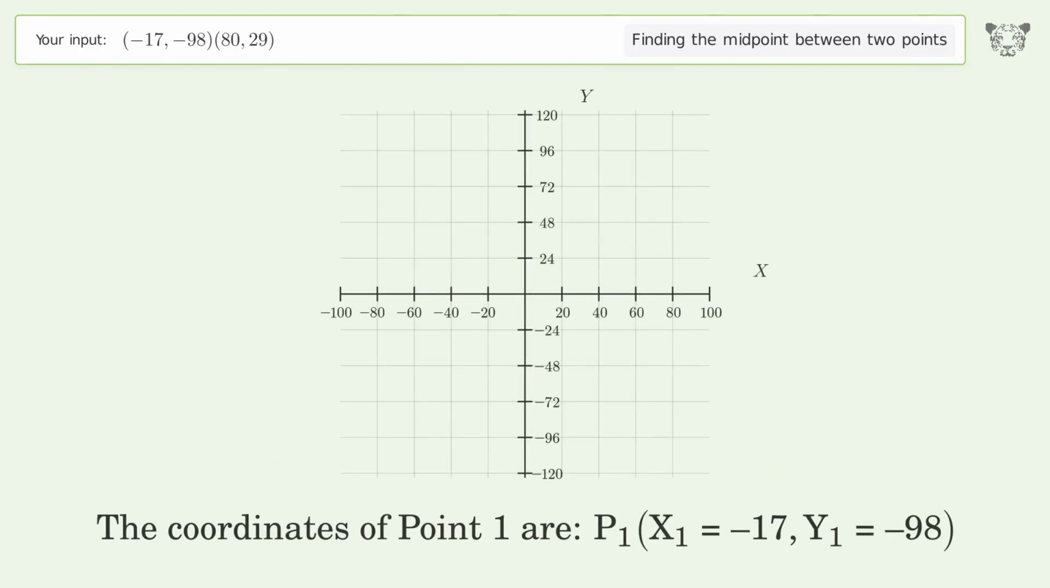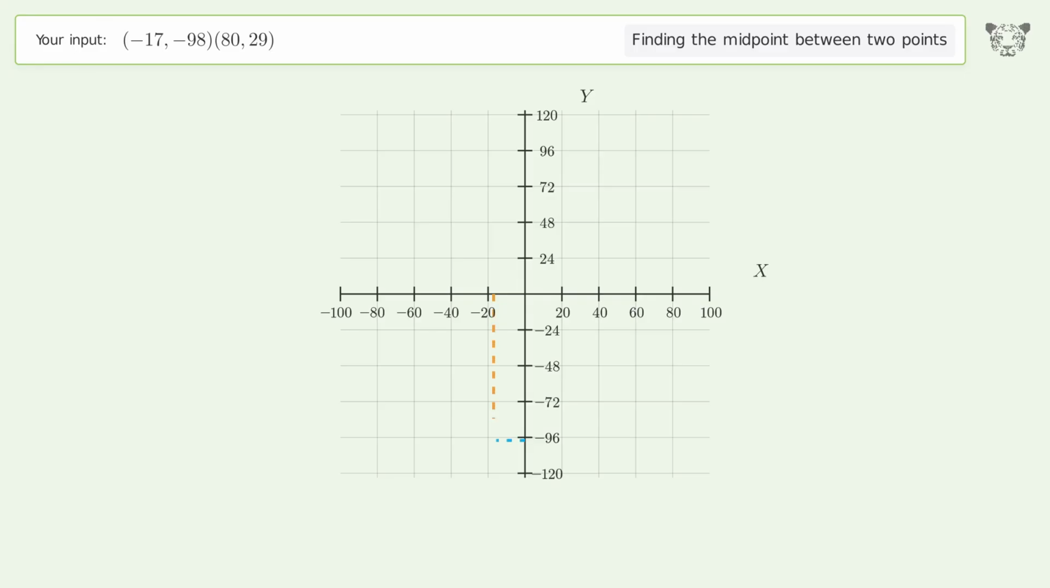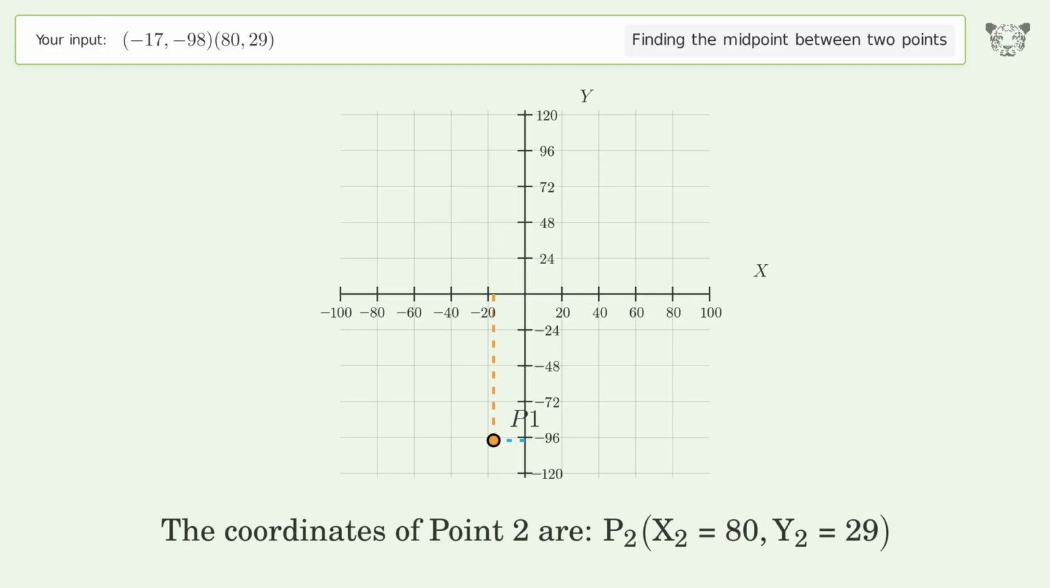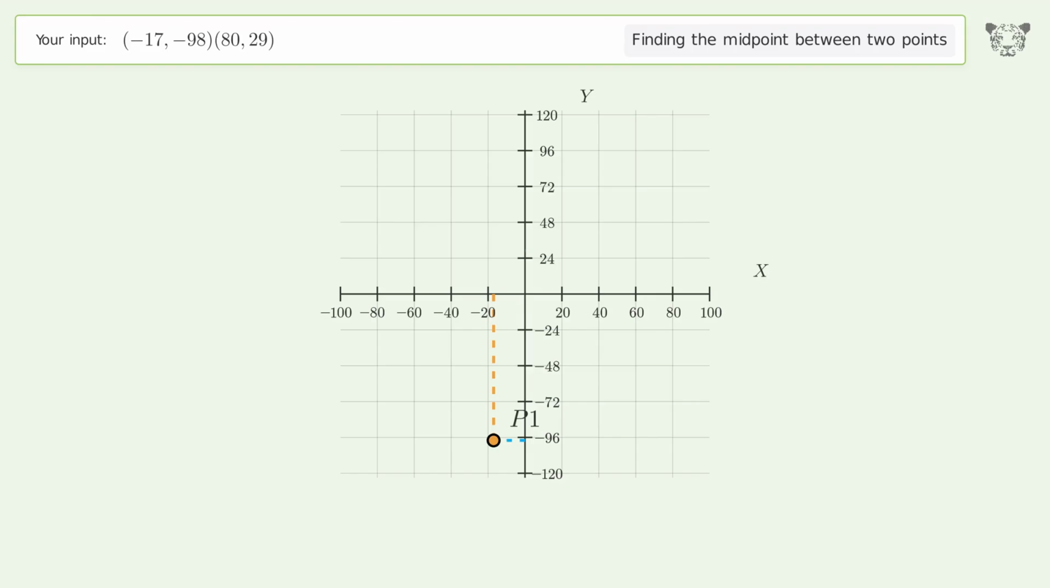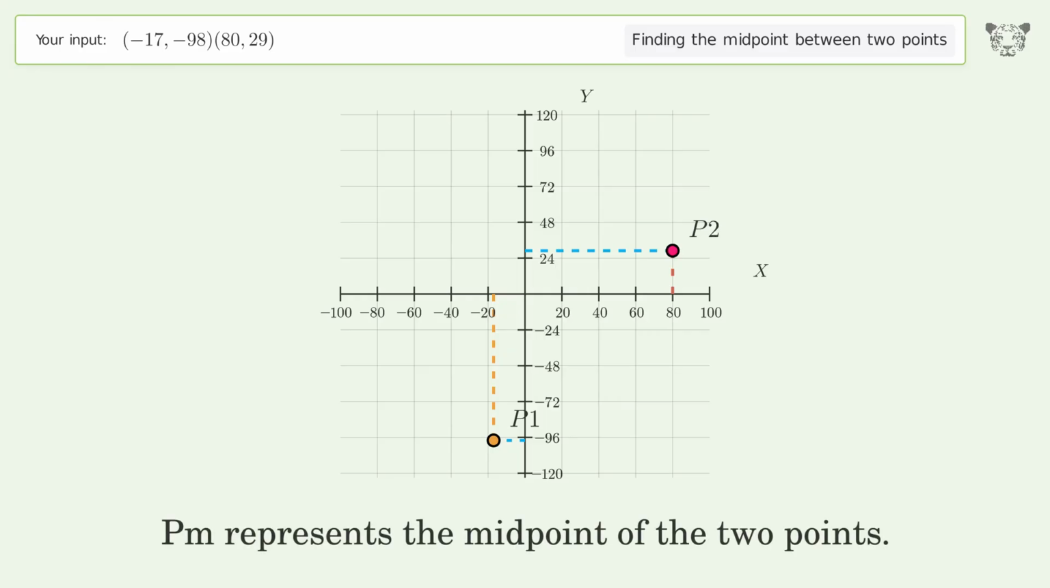The coordinates of point 1 are x1 equals -17, y1 equals -98. The coordinates of point 2 are x2 equals 80, y2 equals 29. PM represents the midpoint of the 2 points.